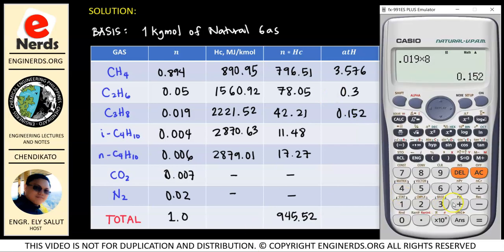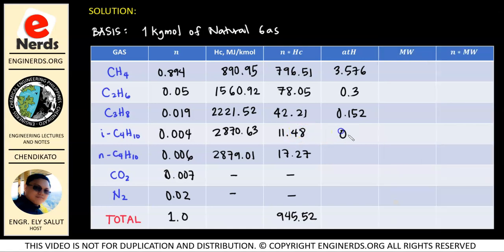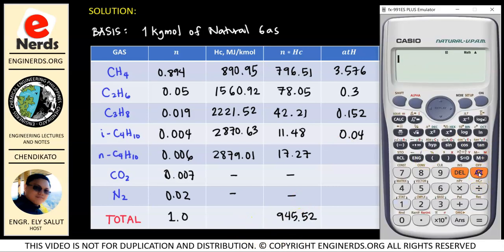Okay? So dito sa ating isobutane, we have 0.004 times how many hydrogen we have? 10. So multiply this by 10. We have 0.04. Okay, and then again we have 0.006 times, okay, how many hydrogen we have? 10. So we have 0.06.